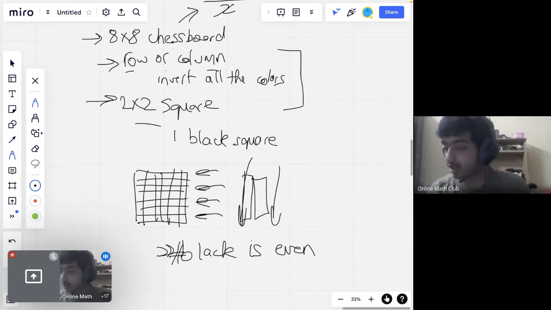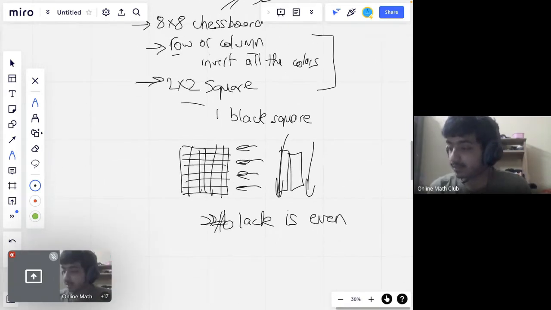Right, that is more or less correct. It doesn't need to be 4 and 4. So we can say we have a general b white and some 8 minus b black squares in the case of a row or column. Then afterwards, this is going to become 8 minus b.